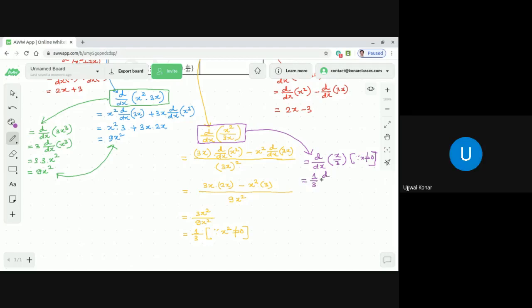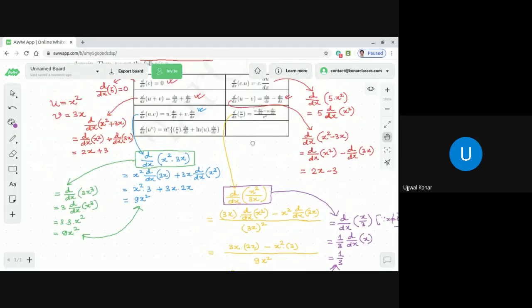1 by 3 into d/dx of x. Oh, so it's 1 by 3. So you see both the results are matching. Sir, why do you take this big effort to do this thing? Because we need to know the formula also. Here we took the functions: one is x square, one is 3x.